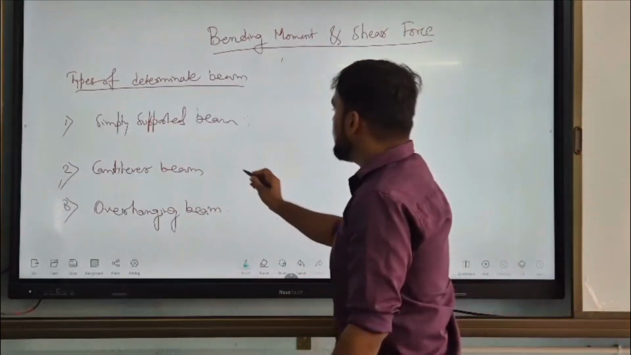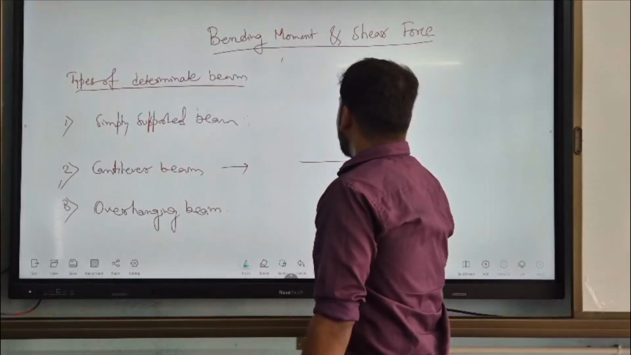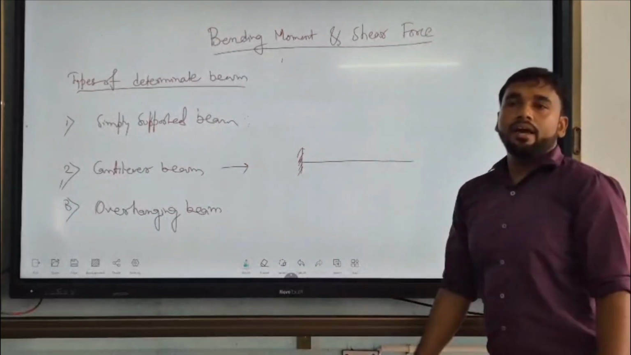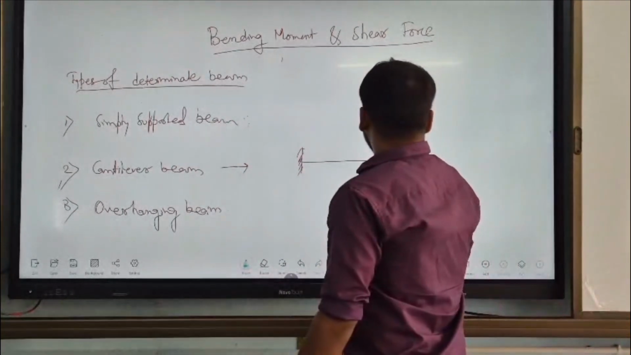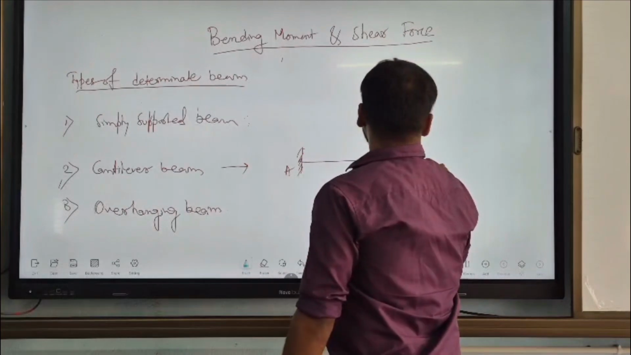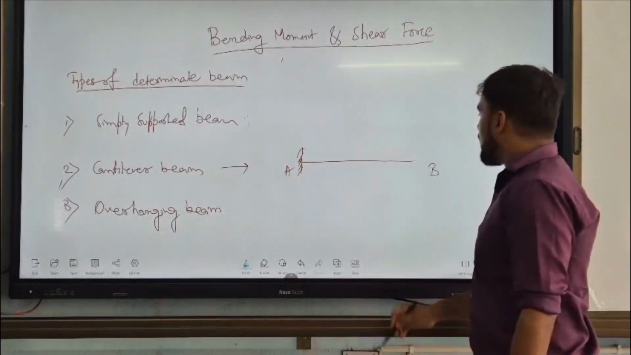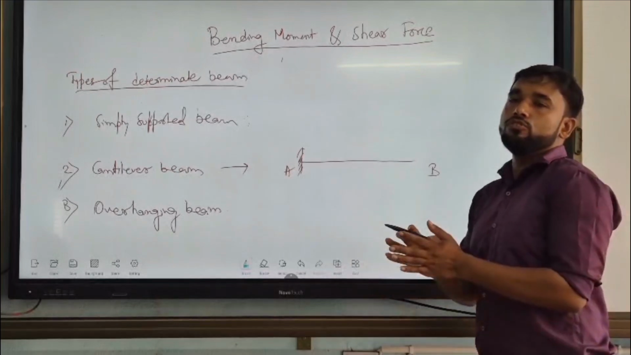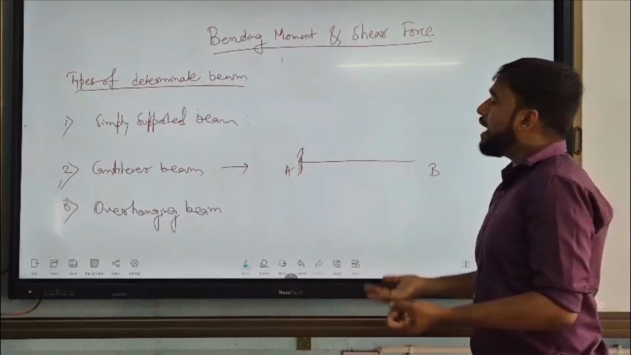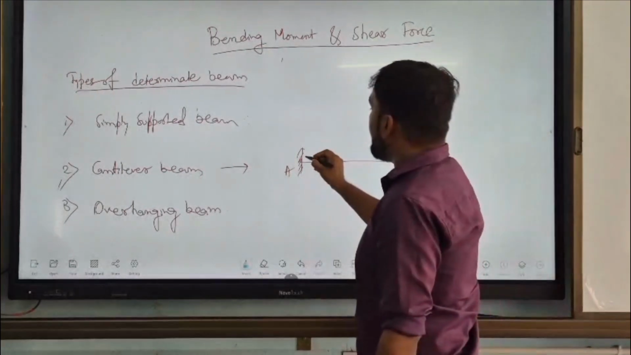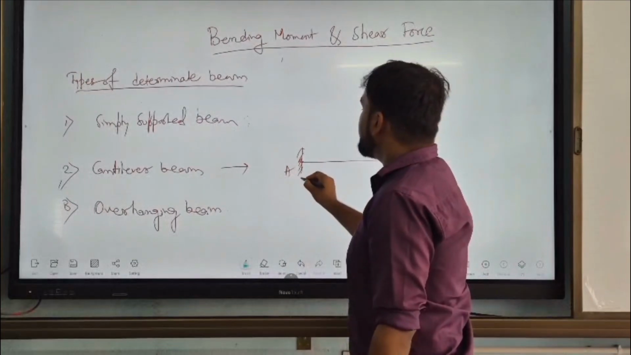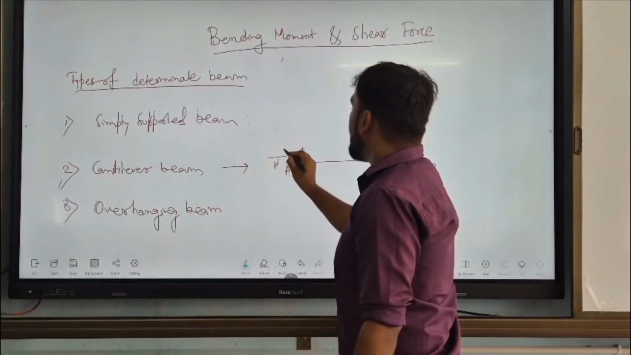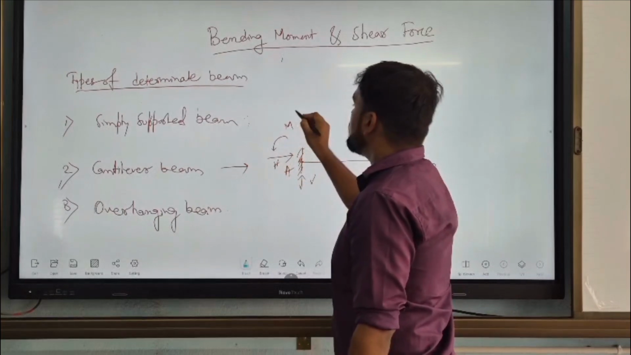What is a cantilever beam? A cantilever beam is one in which one end is fixed and the other end is free. Suppose there is a cantilever beam AB, its A end is fixed and B end is free. Free means free to rotate, free to move in the horizontal direction, free to move in the vertical direction. So from the A end or A joint, three reactions will come: vertical, horizontal and moment.